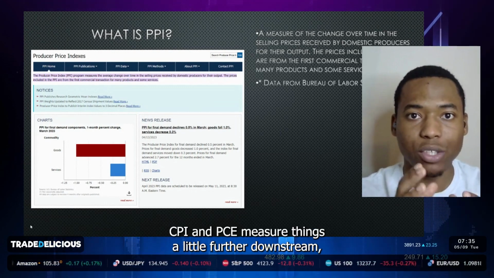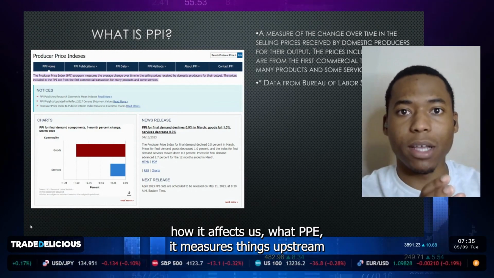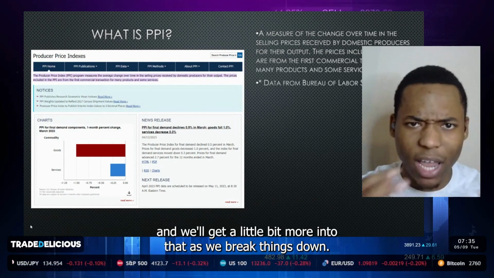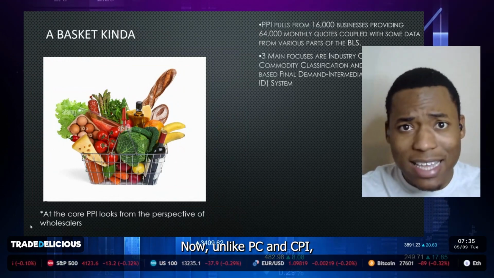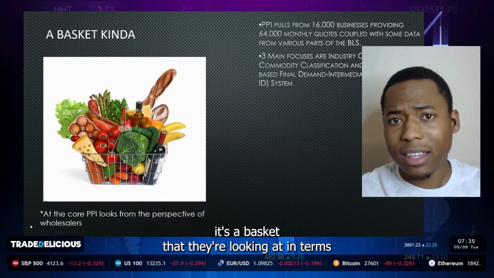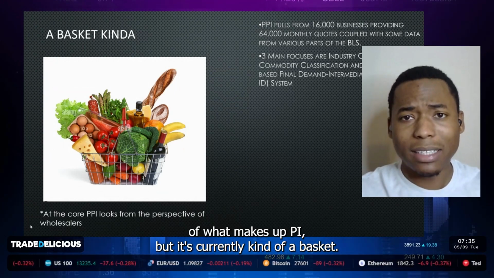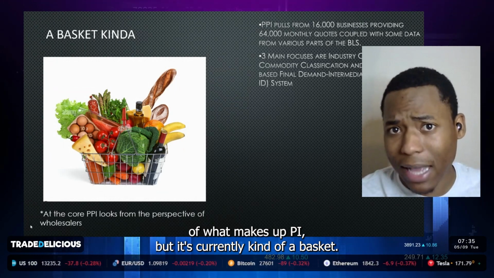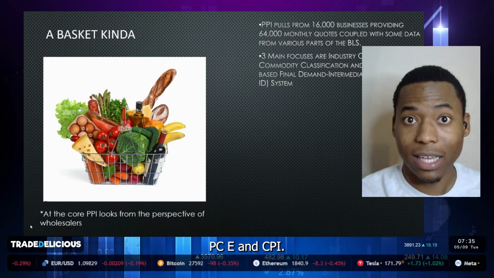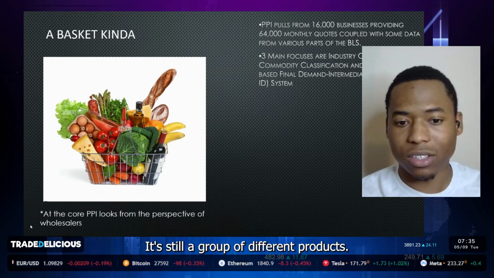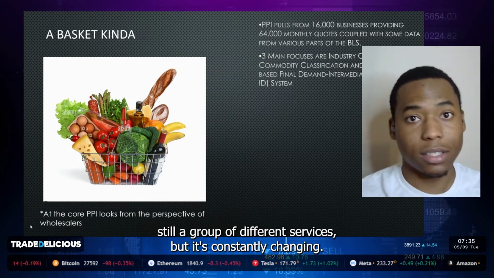CPI and PCE measure things a little further downstream, how it affects us, but PPI measures things upstream. And we'll get a little bit more into that as we break things down. Now, unlike PCE and CPI, it's a basket that they're looking at in terms of what makes up PPI, but it's only kind of a basket. The basket is a little bit more complex than what's used for PCE and CPI. It's still a group of different products, still a group of different services, but it's constantly changing.